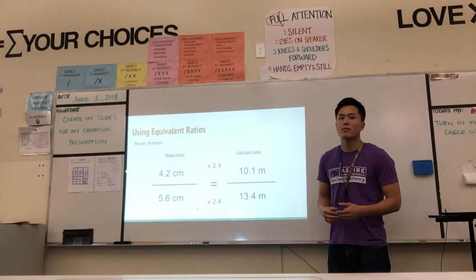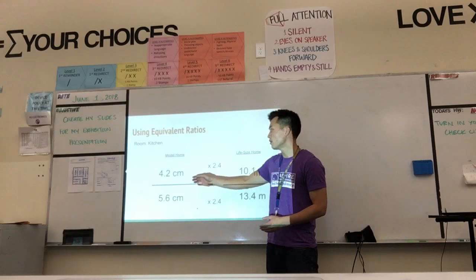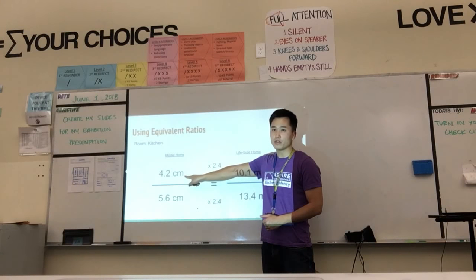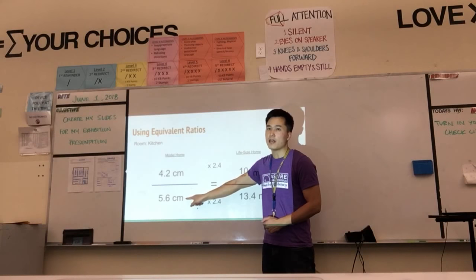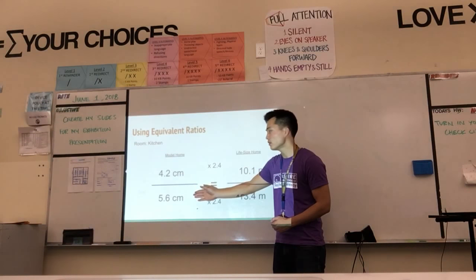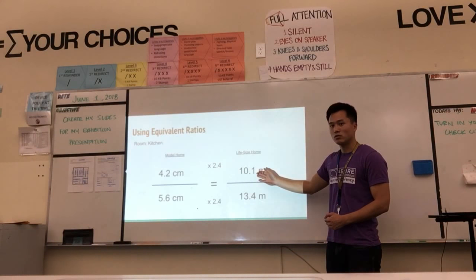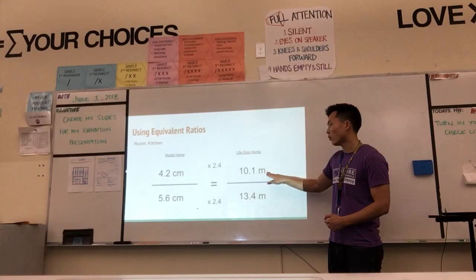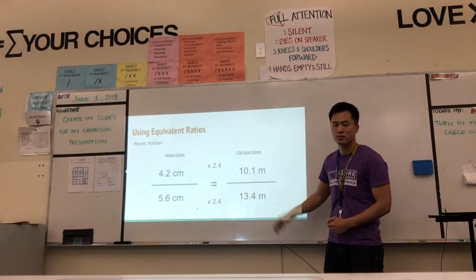Then I could set up a ratio for each of the rooms. Here's an example of my kitchen. The length of my kitchen was 4.2 centimeters, and the width was 5.6 centimeters. Then I could multiply the numerator and the denominator by the scale factor of 2.4, and then I get an equivalent ratio with a length of 2.1 meters and a width of 13.4 meters.